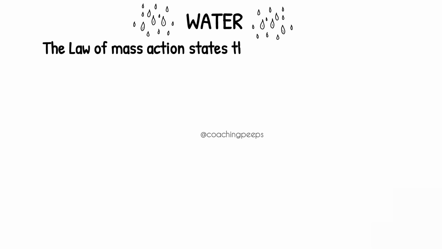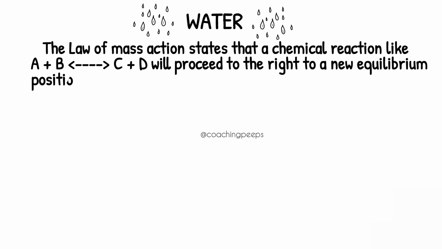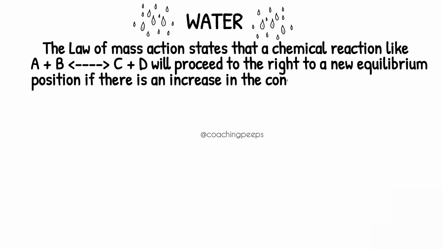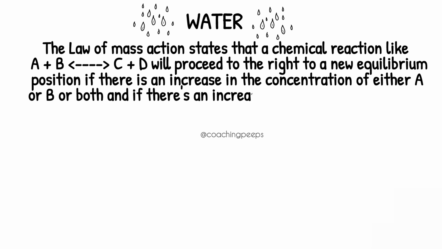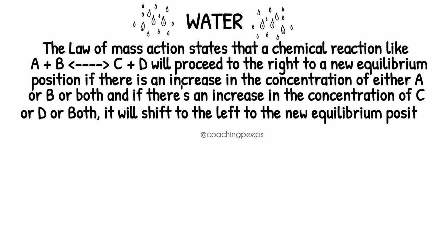The law of mass action states that a chemical reaction like A plus B in a reversible reaction will give you C plus D. We proceed to the right to a new equilibrium position if there is an increase in the concentration of either A or B or both, and if there is an increase in the concentration of C or D or both, it will shift to the left to the new equilibrium position. Ionization is the process of dissociation.